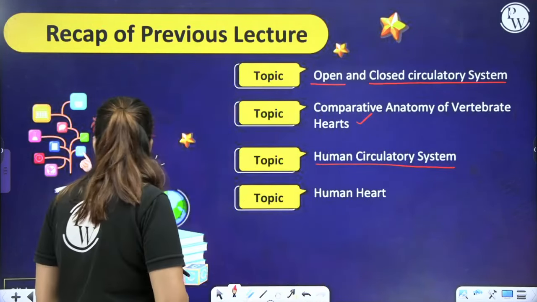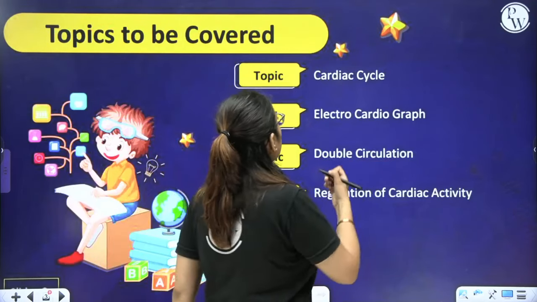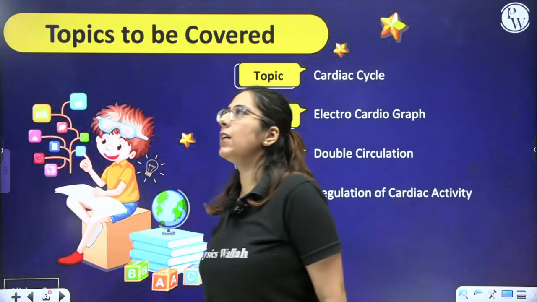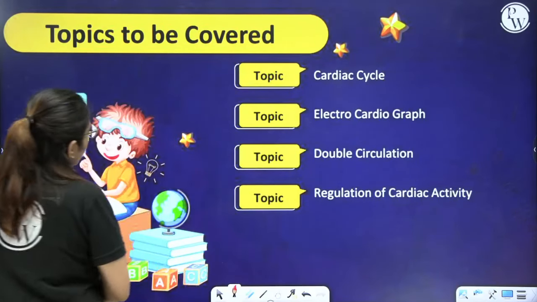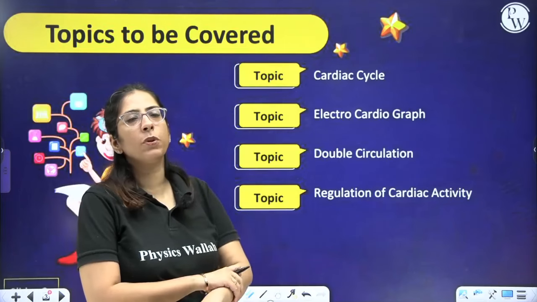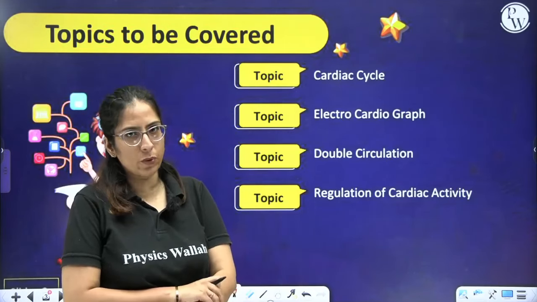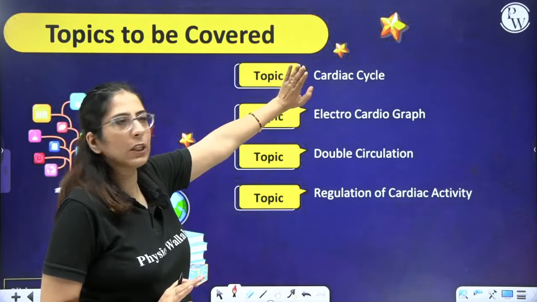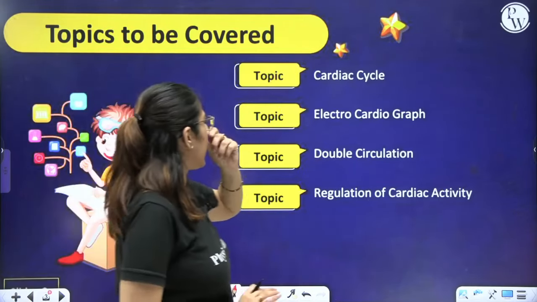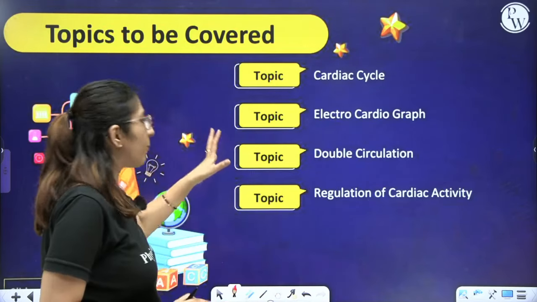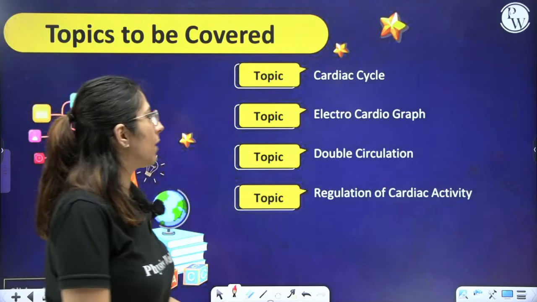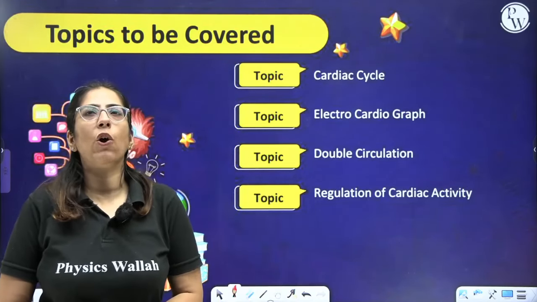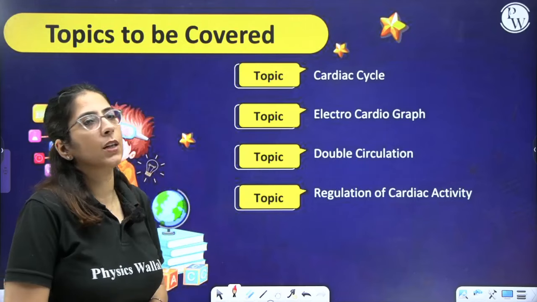So let's proceed further. We will be talking today about the cardiac cycle, but before talking about the cardiac cycle, we have to discuss the functioning of a heart. And basically students, we will be talking about the nodal tissues which are present, because without talking about the nodal tissue, we'll not be going into the cardiac cycle. Then the electrocardiograph, double circulation, and hopefully we'll be able to complete this chapter, because after the regulation we also have this topic left, which is disorders related to the cardiovascular system.